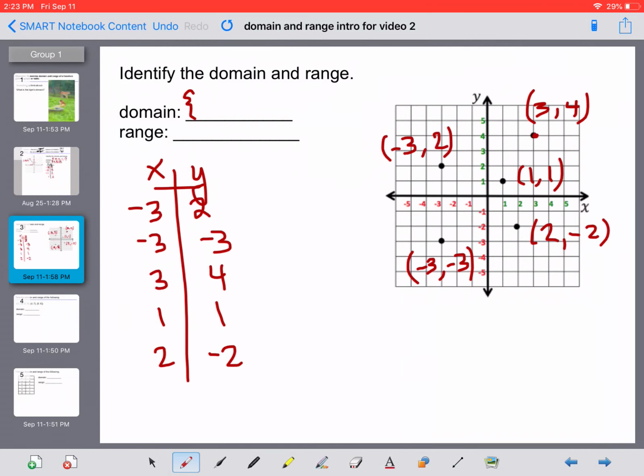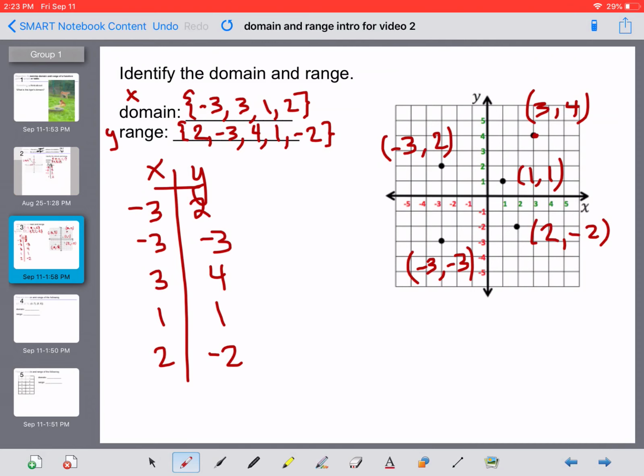So domain, I start with -3. Remember, domain, those are my x's. So I've got -3. I'm not going to write -3 twice, so the next ones would be 3, 1, and 2. And over there on the range side, remember range is your y values, we will have 2, -3, 4, 1, and -2. And that is my domain and range for the graph shown. That's how we handle it when we have points on a graph.